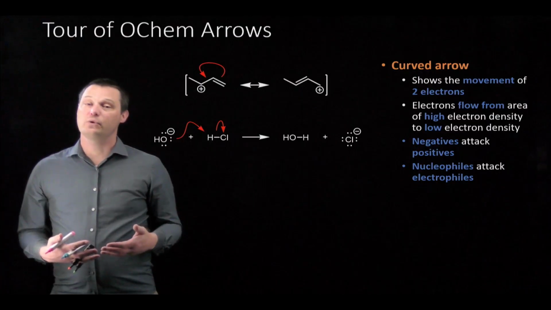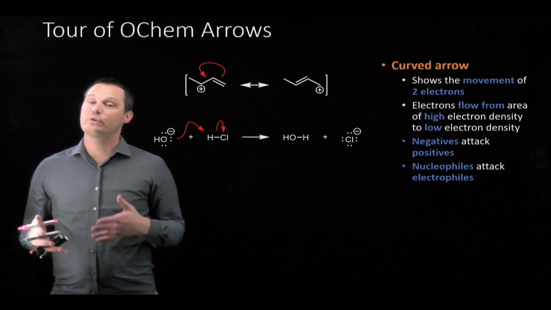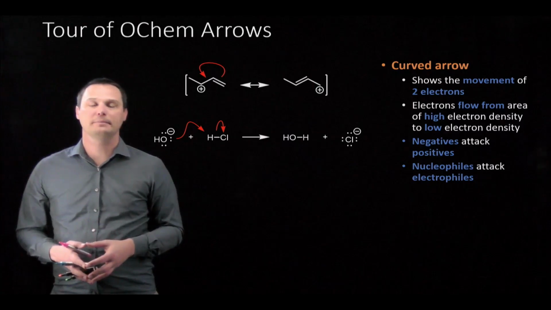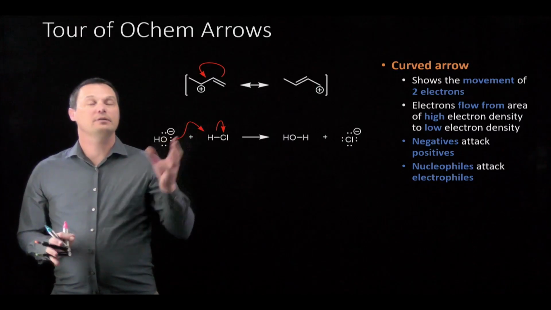The curved arrows tell a story. They tell the story of the movement of electrons. They tell the story of old bonds being broken and new bonds being formed. Only electrons move in organic chemistry, and the curved arrow shows how they move.